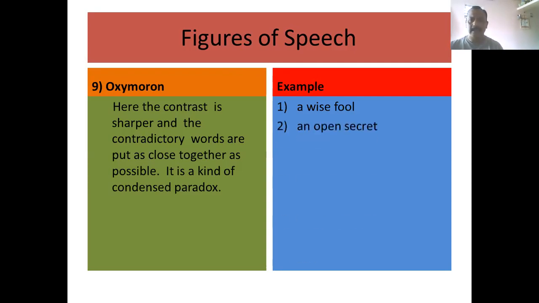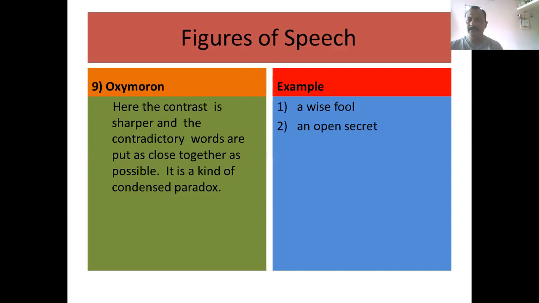Then, take an example: an open secret. If a secret is there, it cannot be open, and if it is open, it cannot be secret. But here, such kind of words are used. It is also called oxymoron. Why? Because these opposite words have been put as close together as possible. Open cannot be secret, secret cannot be open. But when we go deeper, then we can get the meaning of that phrase.